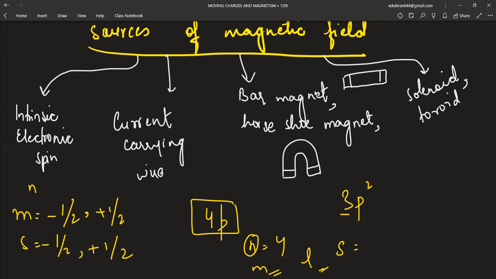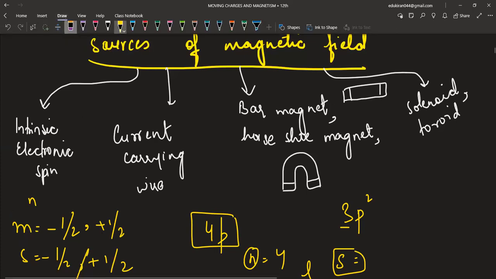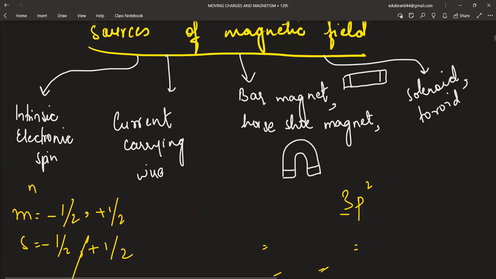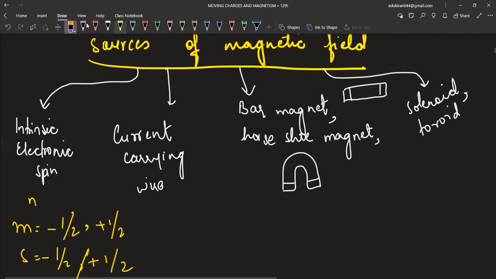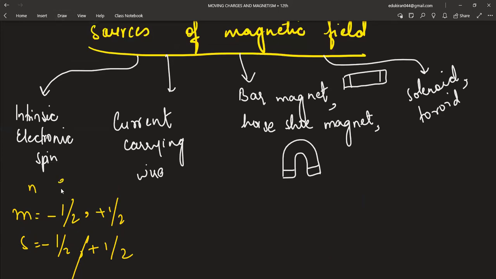So there, this S, we just write it as minus half or plus half. Why I wanted you to recall was because when the electrons spin within the atom, they spin either in clockwise or anti-clockwise direction. So that is written as minus half or plus half, just to show the directions. And when these electrons spin, they generate magnetism, magnetic fields. So that is one source.